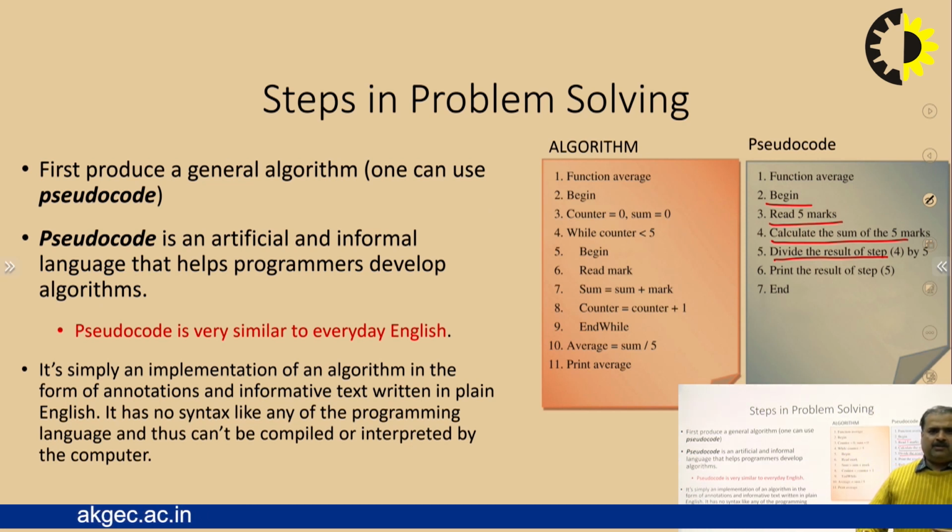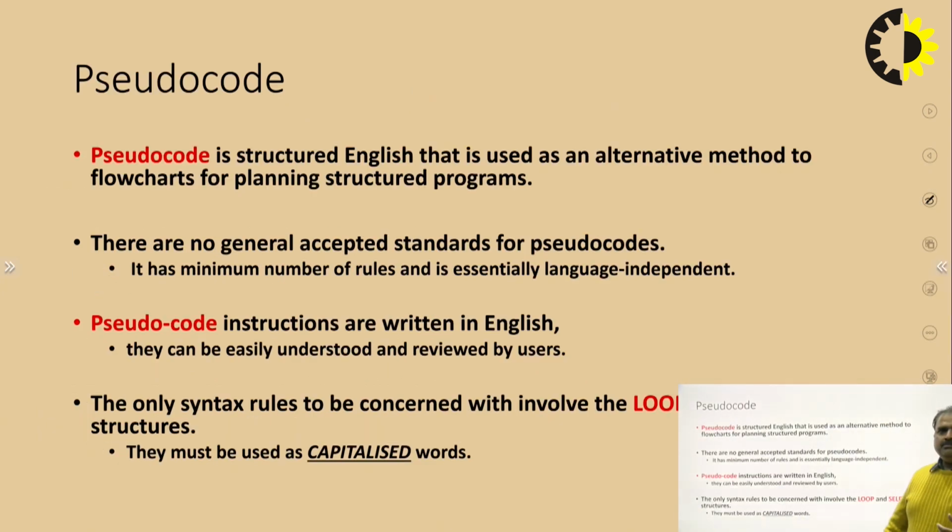That kind of representation of the solution is called pseudocode. And if we talk about algorithm, then an algorithm becomes a little more formal than the pseudocode. So pseudocode is a normal structured English that is used as an alternate method for planning some structured programs. There is no standard that is to be followed for writing pseudocode. These are simply instructions written in the English language.